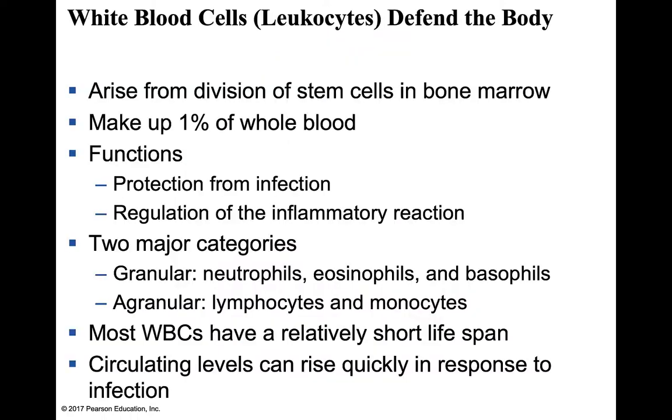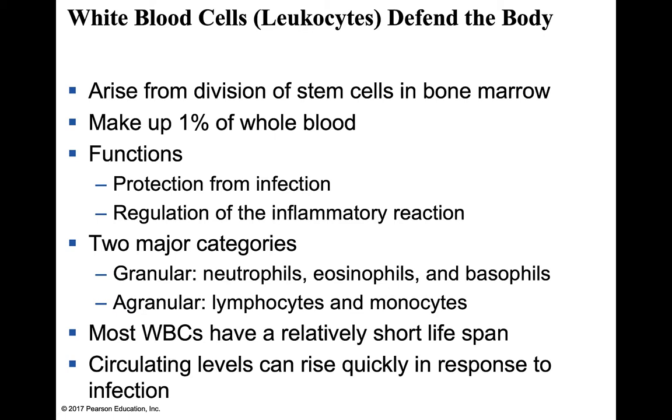Now, white blood cells, or leukocytes, they actually are preventative in nature, and their primary role is going to be in immunity. As noted before, they arise from stem cells within the red bone marrow. In comparison to red blood cells, white blood cells only make up 1% of whole blood. Now, when we look at the primary functions, prevention or protecting us from infections, and also they're primary regulators of the inflammatory process that takes place within our body.